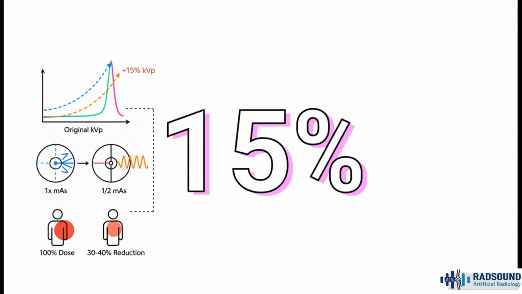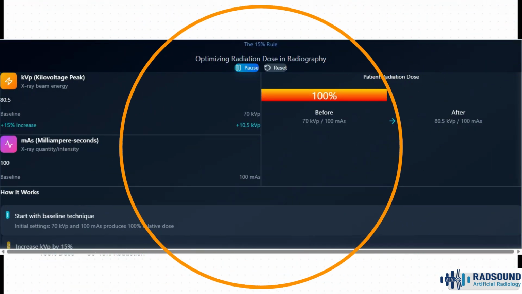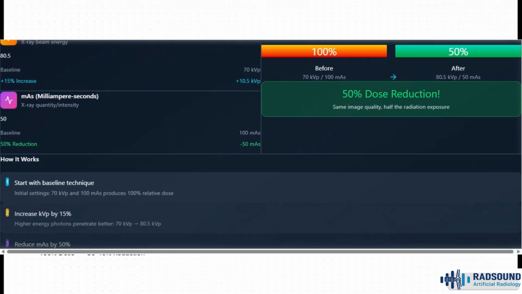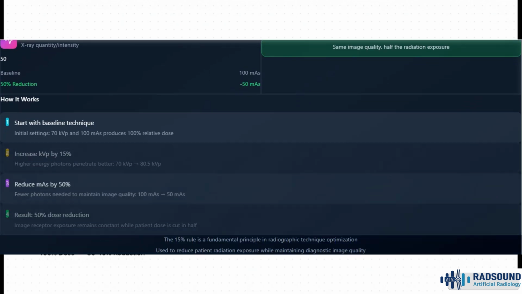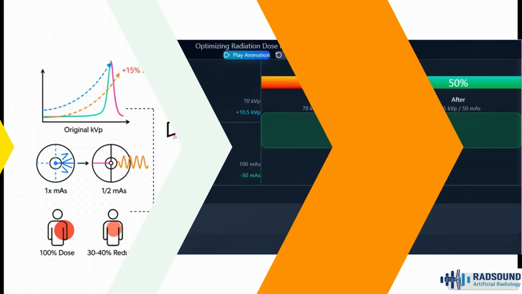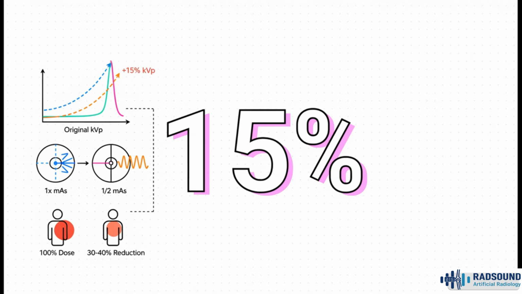Remember how KVP dramatically affects the beam's intensity? Well, it turns out that just a 15% bump in KVP will have the same effect on your image exposure as completely doubling the MAS. This is huge because it means you can cut your MAS in half, which can slash the patient's radiation dose by 30 to 40%, all while keeping the image looking great.